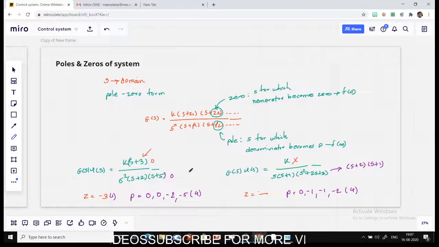So this is how you can define poles. Poles are the values for which the denominator becomes 0, and zeros are the values of s for which your numerator becomes 0. Finding poles and zeros will be the initial step for most of the techniques we are using for stability. That's why this concept of poles and zeros of my system is very important. So this is what I want to discuss in this video. We will meet in the next video for the concept of the s-plane, and move towards stability effectively.